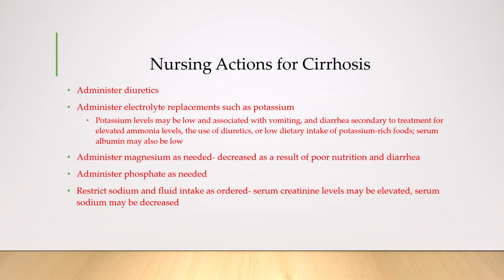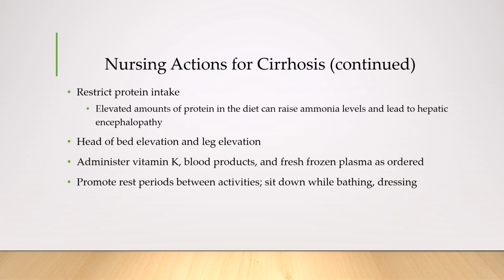We will administer magnesium as needed. This will be decreased as a result of poor nutrition and diarrhea. We will administer phosphate as needed, and we will restrict sodium and fluid intake as ordered. Serum creatinine levels may be elevated. Serum sodium levels may be decreased. We will restrict protein intake. Elevated amounts of protein in the diet can raise ammonia levels and lead to hepatic encephalopathy.